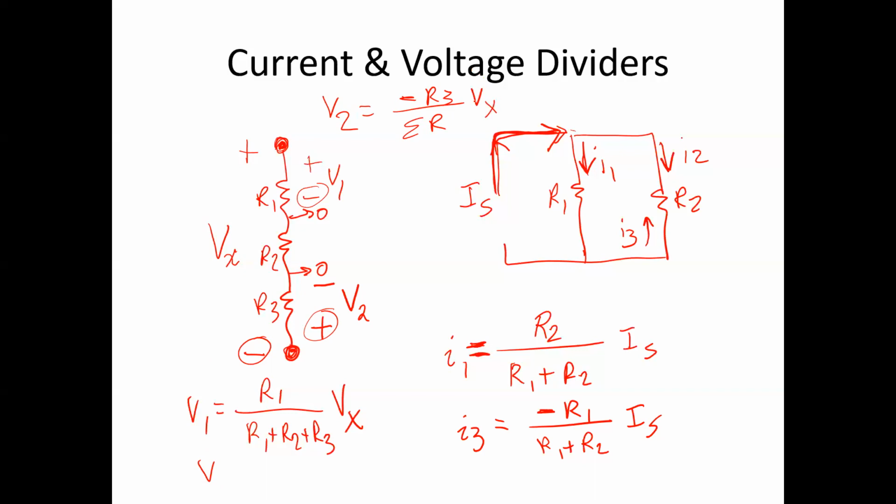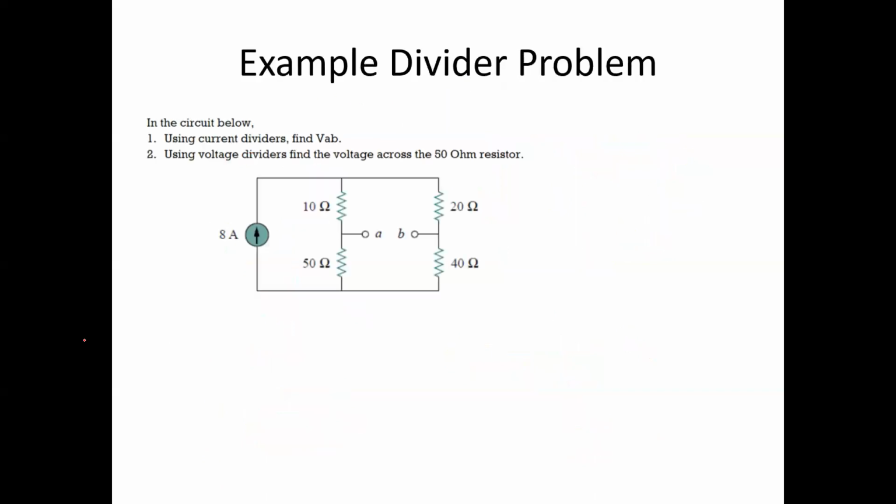Okay. So now let's see how we can apply these principles to an example problem. This was the example that we had on our test. And the first question asks us to find, using current dividers, VAB. So the first thing that we need to do is think about how we would originally find VA and VB. Remember how the notation is defined. VAB is defined as the node voltage VA minus the node voltage VB.